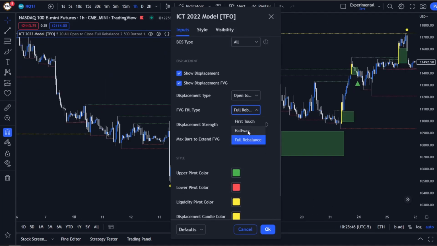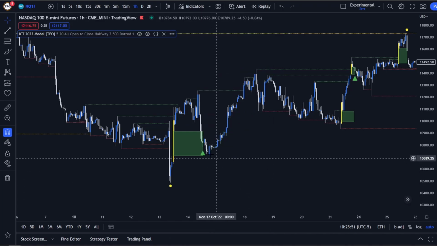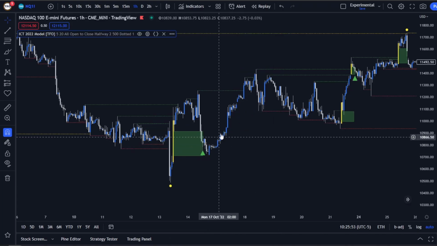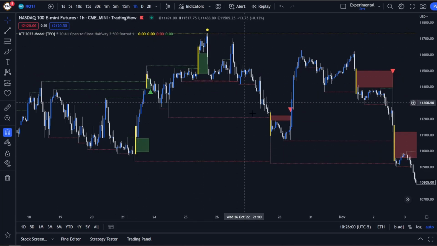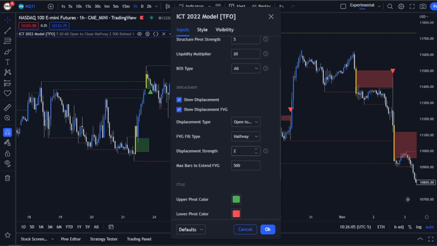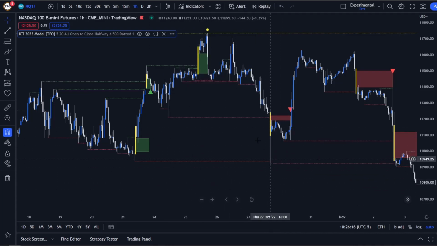And I'm actually going to turn this on to halfway for FVG fill type. And now we can see some signals coming in for when price reaches halfway into that fair value gap. But the reason we're seeing a few more displacement candles than we were before is because we set that displacement strength to 2, meaning that it only needs to be 2 times greater than the standard deviation compared to the previous 4. So I like to put this on either 3 or 4 to filter out only the strongest displacements.